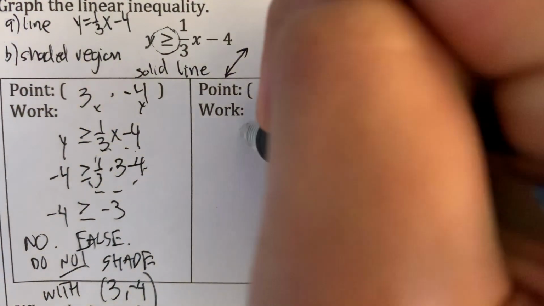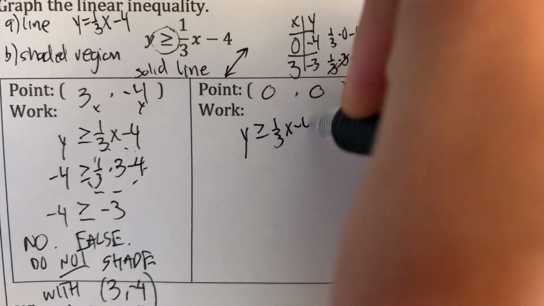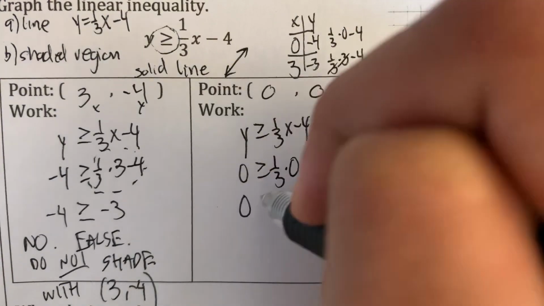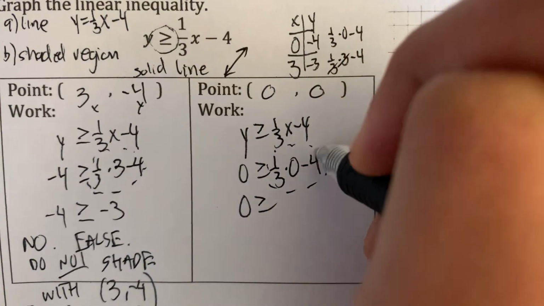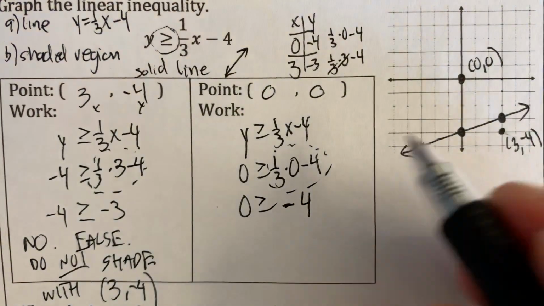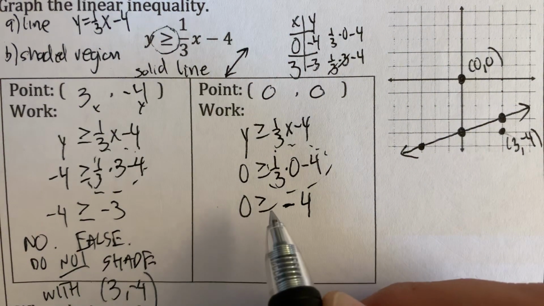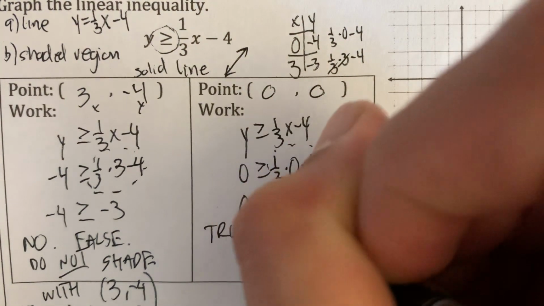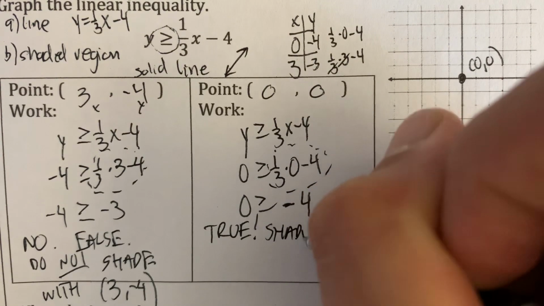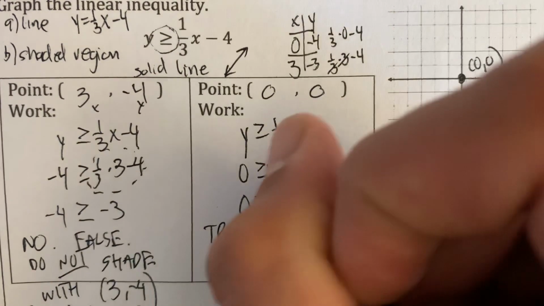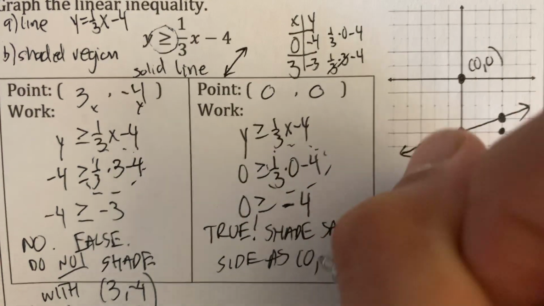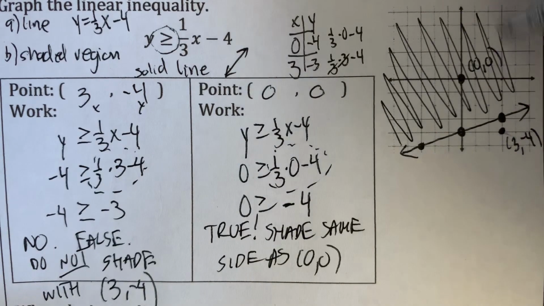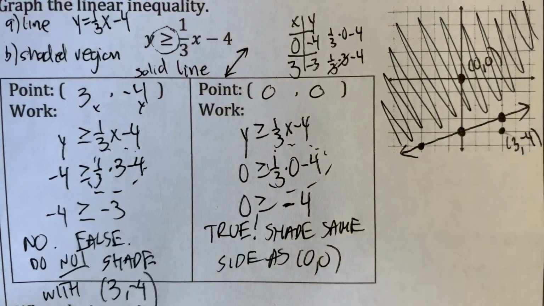So when you plug in the (0, 0), let's see what happens. We get 0 greater than or equal to 1 over 3 times 0 minus 4. Plug this all into your calculator, and we get -4. So now we think, is this true or false? Is 0 bigger than -4? Yes, this is true. Since this is true, we shade the same side as the (0, 0). Since the (0, 0) is above this line, we shade everything here. And this is your final inequality.